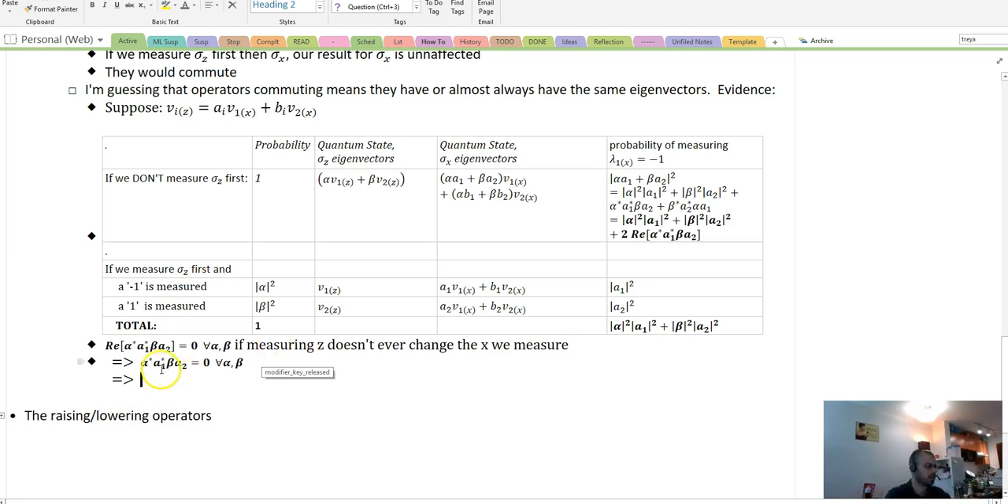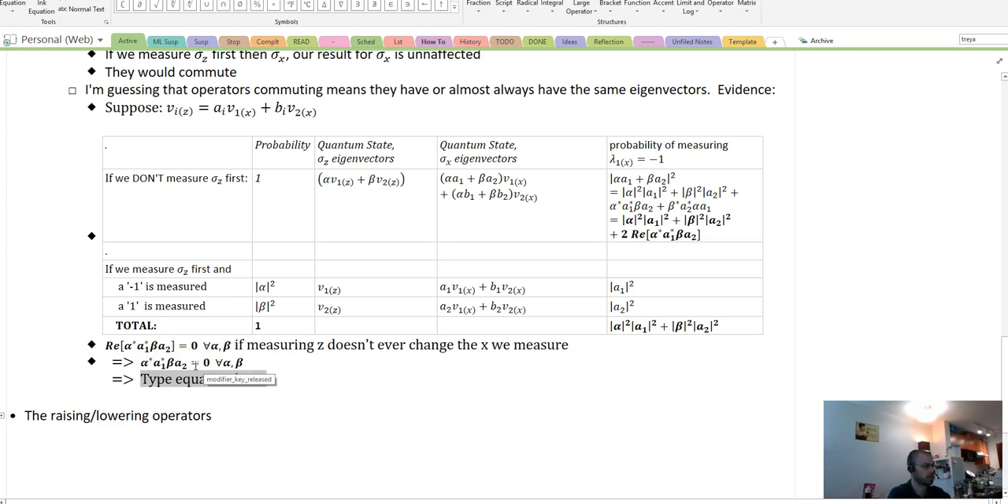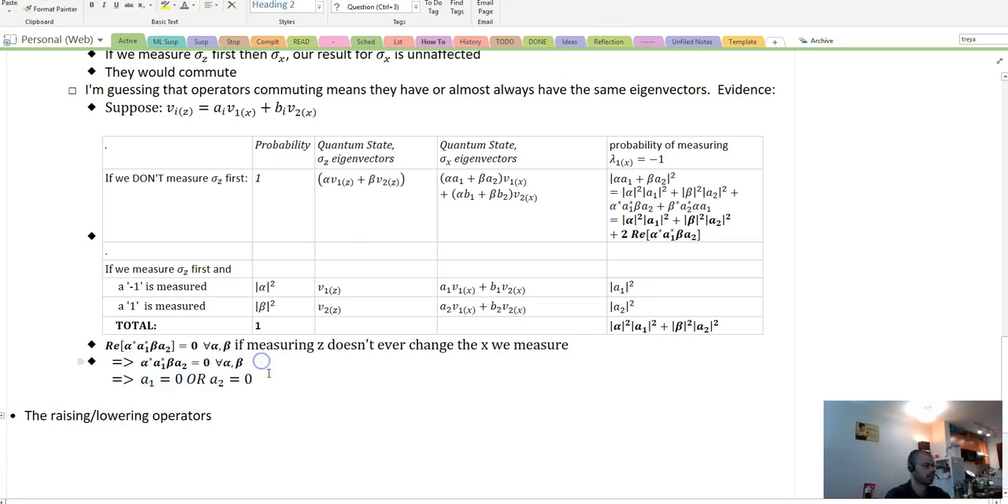And the only way for that to happen is really that A1 equals 0 or A2 equals 0. Cool? So one of them has to equal 0, and if we considered the probabilities of measuring spin up, we would get that the other one has to be 0. So either way, one of the A's has to be 0, and we'd get that one of the B's has to be 0, I think. Yeah.